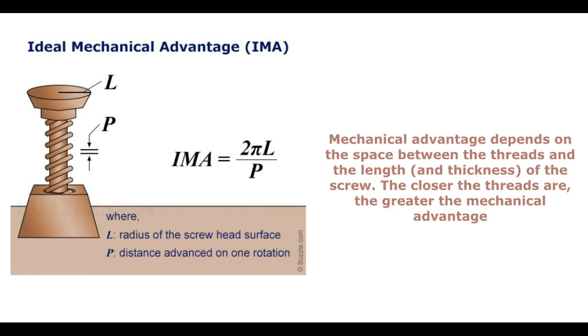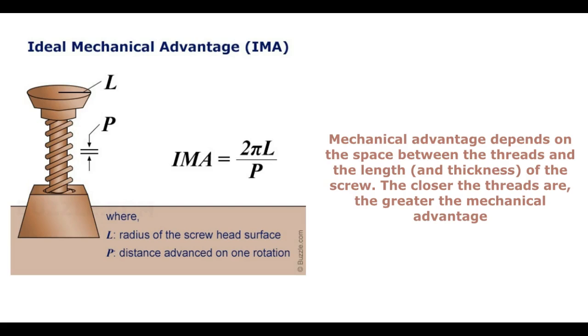Okay, next let's talk about the mechanical advantage of the screw. When we talk about the screw, our mechanical advantage is going to depend on the space between the threads, which we know is our pitch, and the length of the actual screw. One thing to understand: the closer the threads are together, the greater the mechanical advantage.